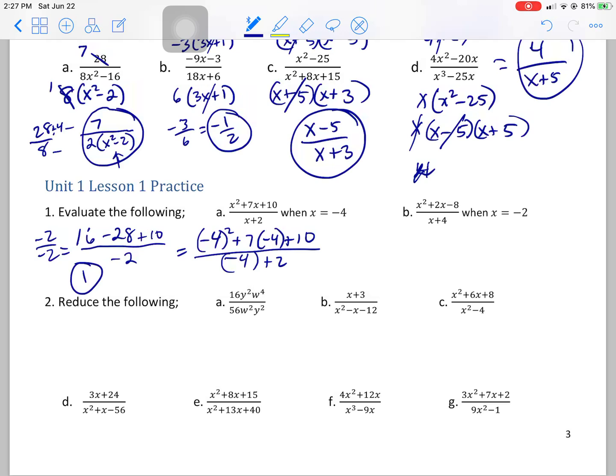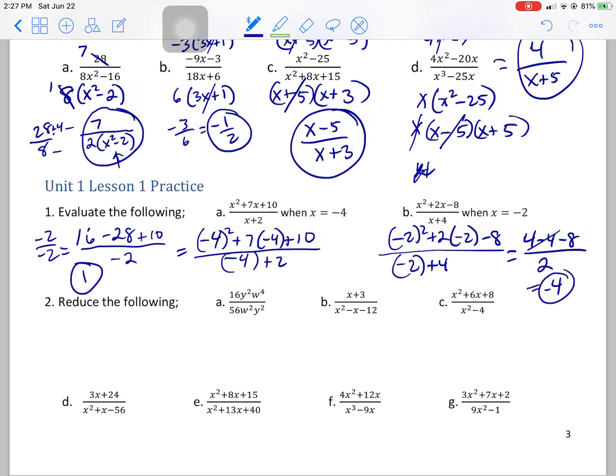This one over here is a negative 2. Show your work. All right, let's see. Negative 2 minus 2 is 4. Minus 4 minus 8. Try not to do too many things at once. I think that's where people have a problem. All right, all of this stuff is a negative 8 over 2. Negative 8 over 2 is a negative 4. Okay. All right, and reduce.